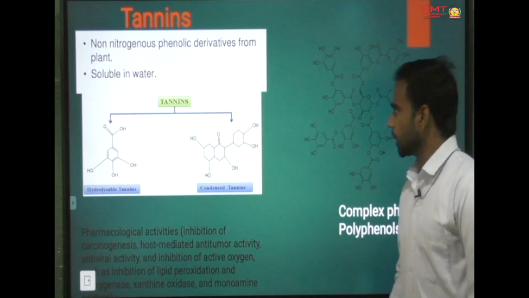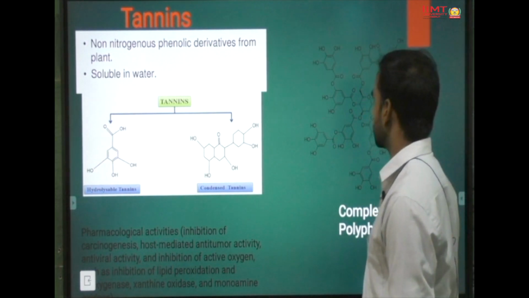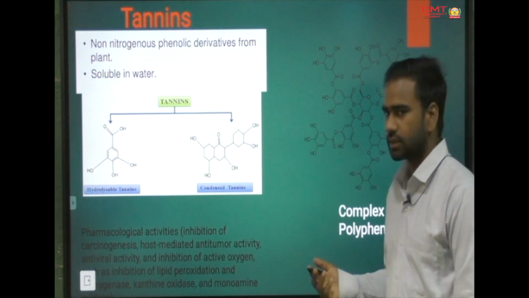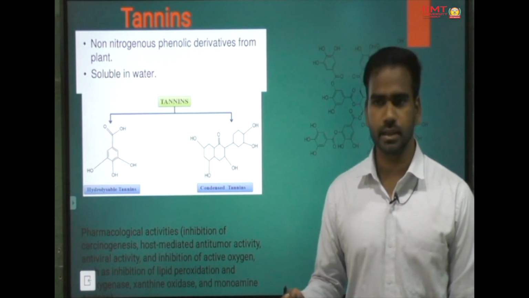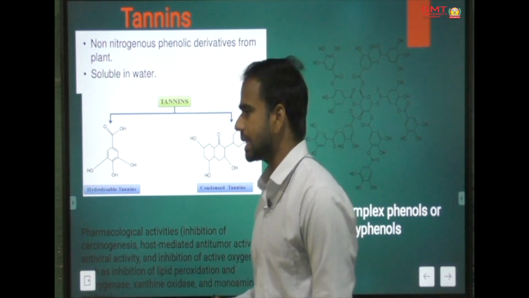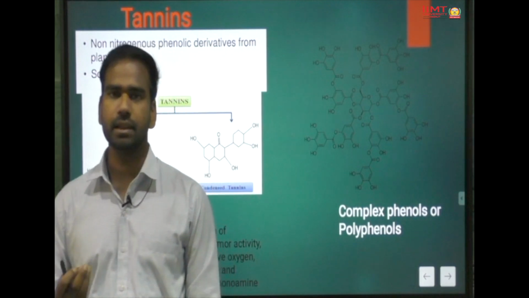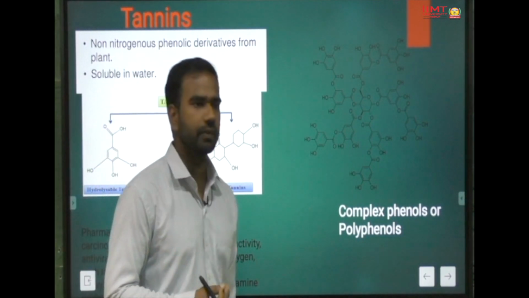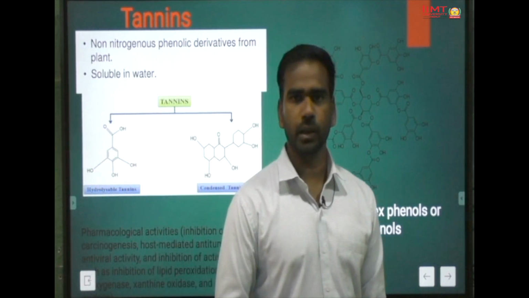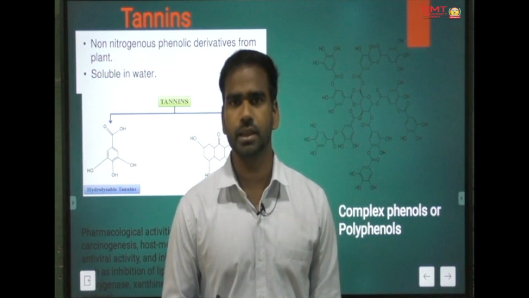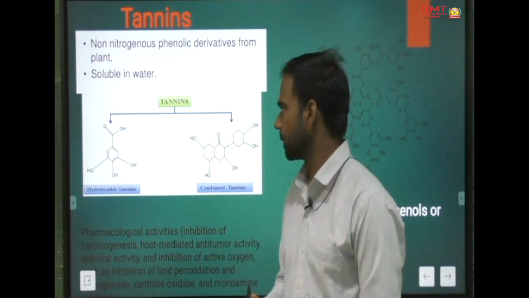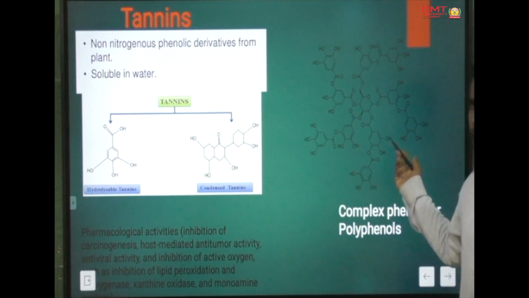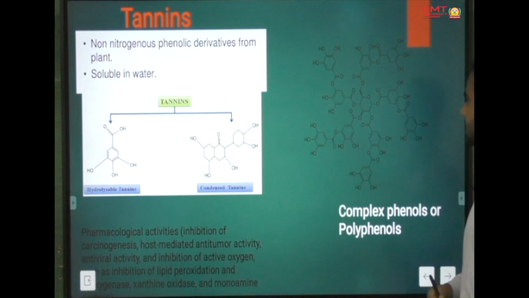So the last point on the phytochemicals is tannin. I have already told you that tannins are non-nitrogen-containing polyphenolic components that have complex structures and contain different categories of polyphenols. Polyphenols consist of different components that have hydroxyl groups. So here is the most complex example of tannins, the complex phenols or polyphenols.